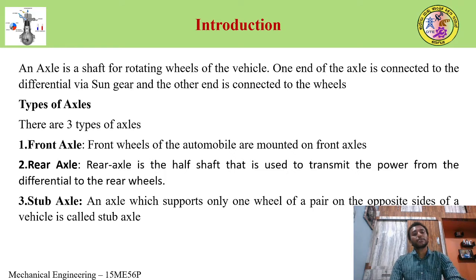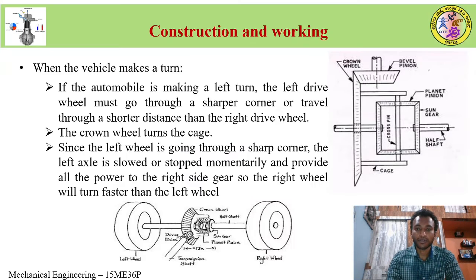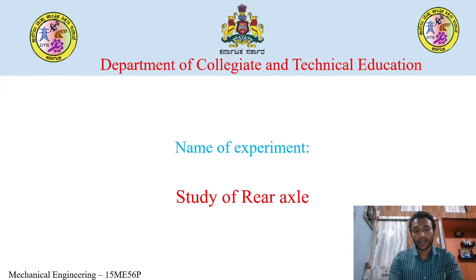Axle is nothing but a shaft for rotating the wheels of the vehicle. One end of the axle is connected to the differential via the sun gear and the other end is connected to the wheel. So if you look at this sketch, this half shaft is what we call the axle. One end is connected to the sun gear. The other end may be connected to the right wheel if it is on the right side, or to the left wheel if it is on the left side. So this shaft is nothing but our axle.